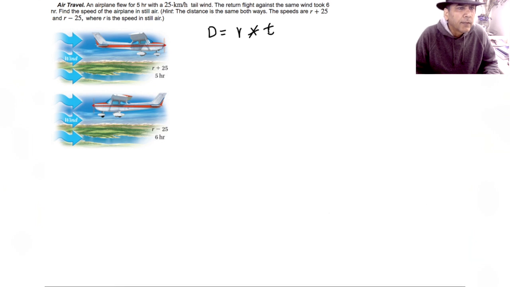Air travel. An aeroplane flew for 5 hours with a 25 km per hour tailwind. Tailwind means with the wind, so we are getting help from the wind. And the return flight against the same wind took 6 hours. Find the speed of the aeroplane in still air. The hint is distance is the same both sides.